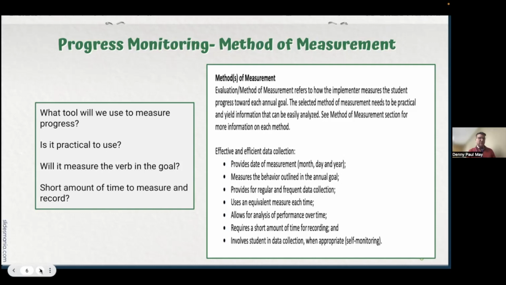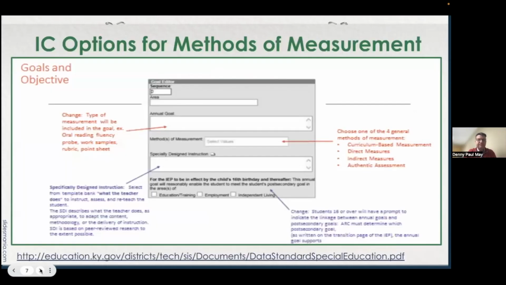And so one of the purposes of progress monitoring is not just to prove that the student's making progress, but it's also to help you look inwardly at your instruction and whether or not you need to make adjustments to your SDI, which is another outcome from doing progress monitoring. So right here's what we were talking about. This is what it looks like in Infinite Campus. When you've got a drop-down box there, that method of measuring it, it'll say either a curriculum-based measure, a direct measure, indirect measure, authentic assessment.